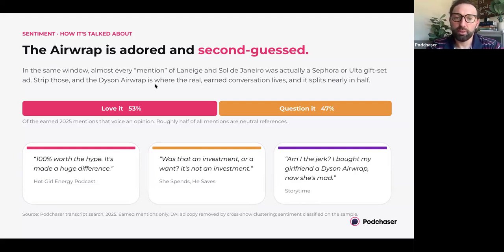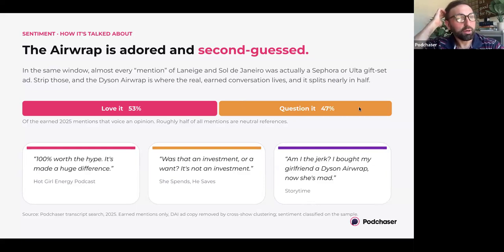This one in particular is about the Dyson Airwrap. 53% of the mentions of the Airwrap were positive. However, 47% questioned it. So if I'm coming to market, or my clients come to market, with a competitive product to the Dyson Airwrap, there's a lot of value in the love it, so we can understand why these podcast hosts, why these producers enjoyed the Dyson Airwrap. But I think there's actually a lot more intelligence you could glean from those that questioned it.